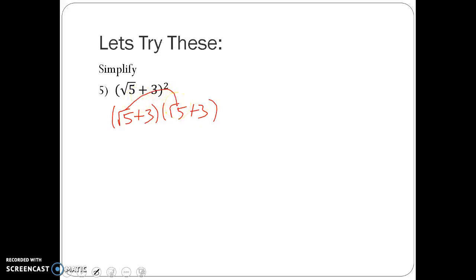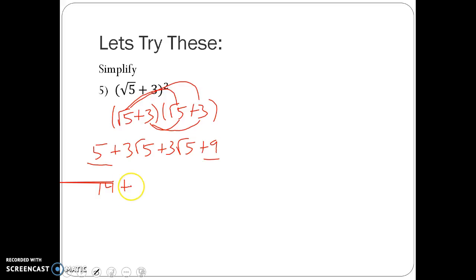Square root of 5 times the square root of 5 is the square root of 25, which is 5. The square root of 5 times 3 is 3 radical 5. Then I'm going to multiply the 3 out. 3 times the square root of 5 is also 3 radical 5. And then 3 times 3 is 9. So if I simplify this, I have the 5 and the 9, which together makes 14, plus 3 radical 5 plus 3 radical 5 is 6 radical 5s. So again, this is a 14 here. 14 plus 6 radical 5 is my final answer for that.